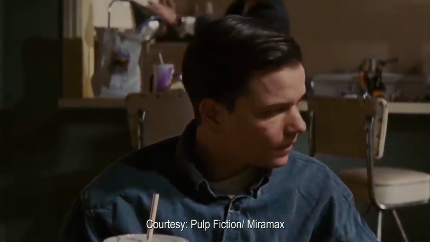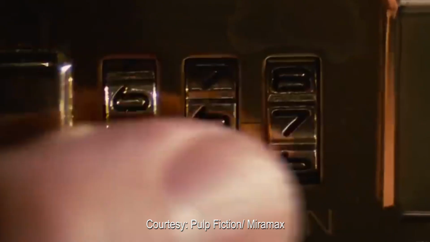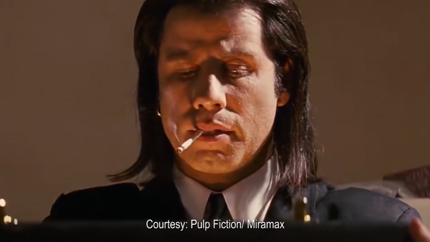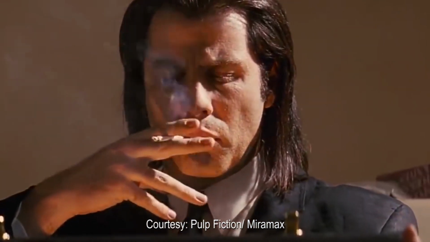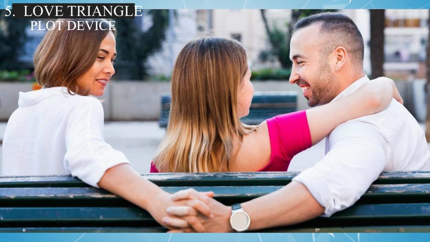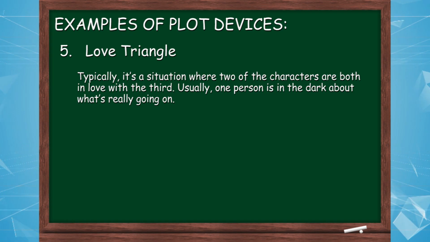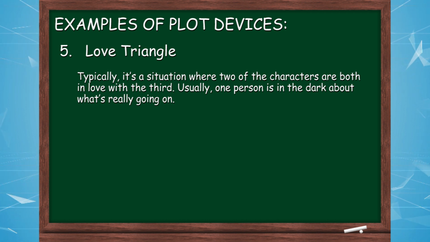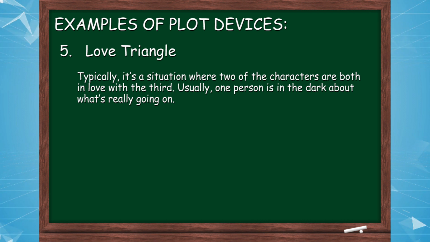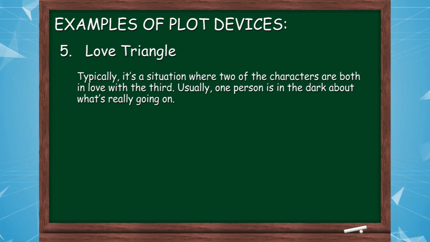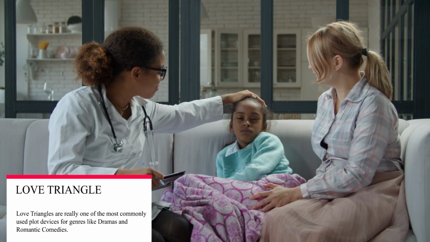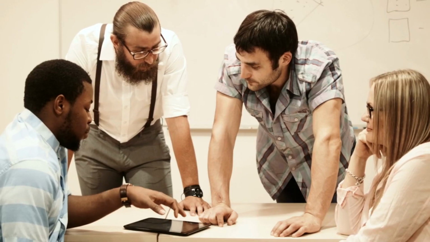For example, in Quentin Tarantino's Pulp Fiction, multiple characters obsess over the delivery of a briefcase, though what the briefcase contains is never revealed. Another plot device is a love triangle. Typically, it's a situation where 2 of the characters are both in love with the third. Usually, one person is in the dark about what's really going on. Love triangles are really one of the most commonly used plot devices for genres like dramas and romantic comedies.